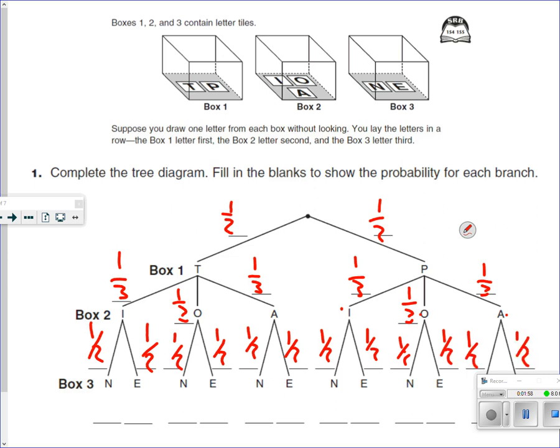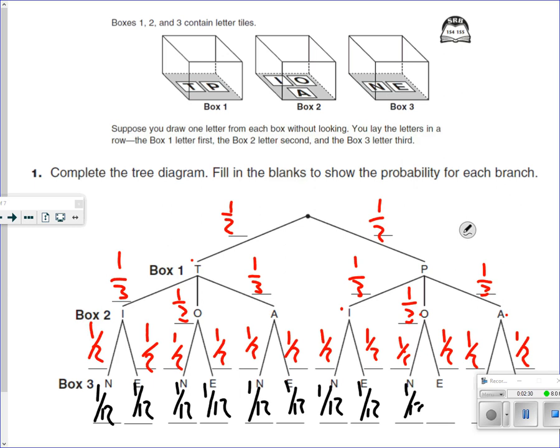Okay, the next question is this. What is the probability of getting a T, an I, and an N? You're probably wondering, how do we do that? All you simply do is multiply the denominators. So 2 times 3 is 6, times 2 is 12, so we have a 1/12 chance. Same thing here, 1/12. All of these are 1/12, and it will all make sense in a second why. It's because there are 12 total options at the end of this.